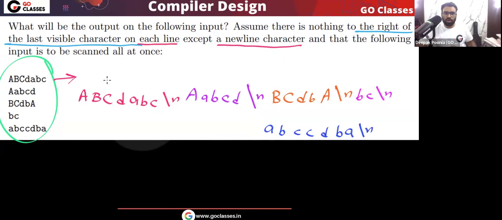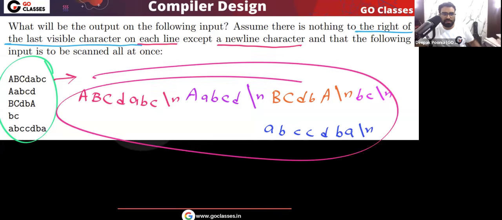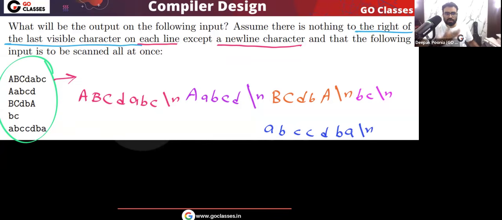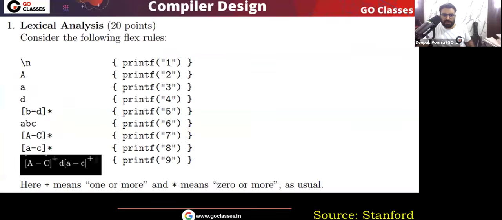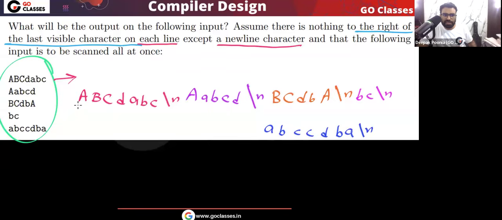I hope you understood. So overall, this is the input. For this input, let's see what the tokenization will be. Let's read this. You can see we have capital A. Tell me, among these rules, the first character is capital A.